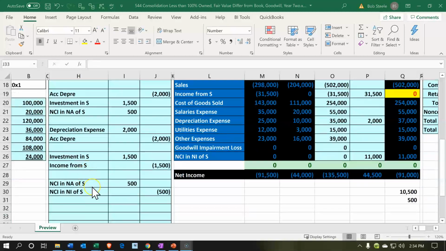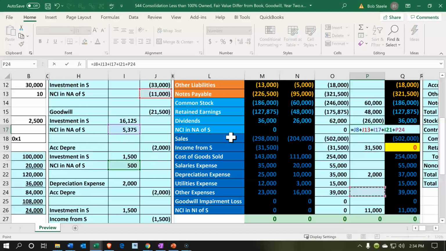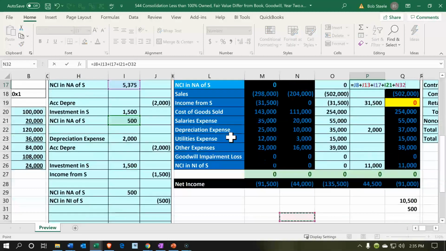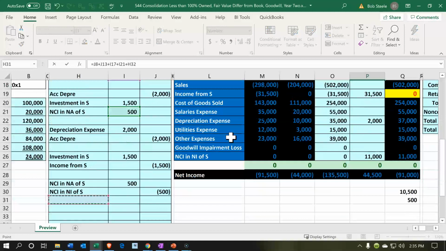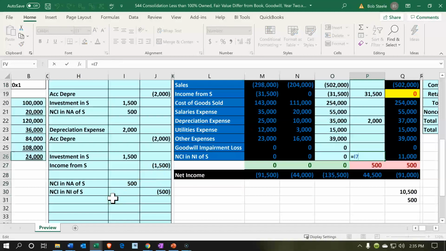So let's record that out. We've got the non-controlling interest in NA, so net assets in P17, F2 plus F2, scrolling on down to that 500, so there's that 500. And then we have the non-controlling interest in net income. So we are in P26, F2 plus F2, scrolling down to that 500. So there we have that item.